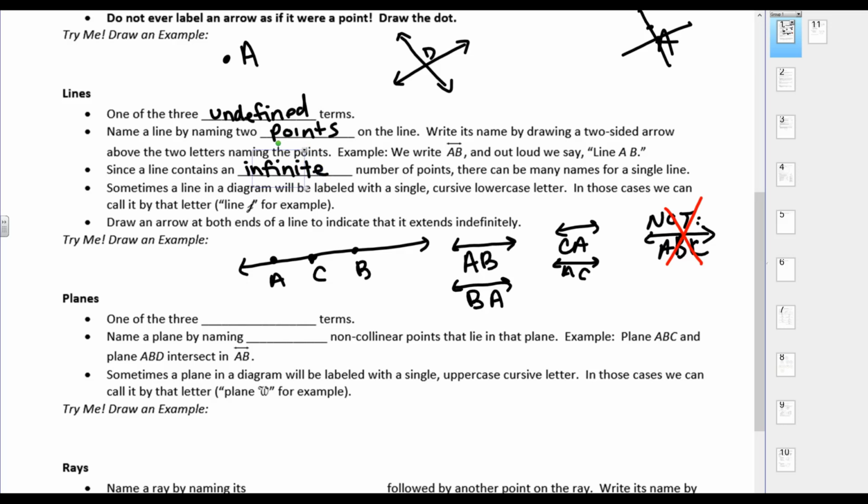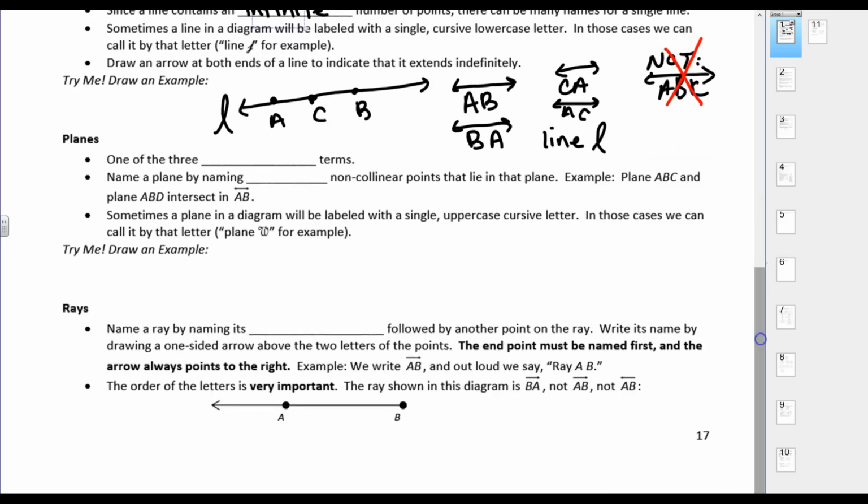Sometimes in a diagram, you'll see a single cursive lowercase letter. So for example, if I call this L, I could call this line L. It's another way to name this line. But we always say the word line followed by the lowercase letter. We always draw an arrow at both ends of the line to indicate that the line extends to infinity. Otherwise, it might be a ray or a segment if we don't draw those arrows.